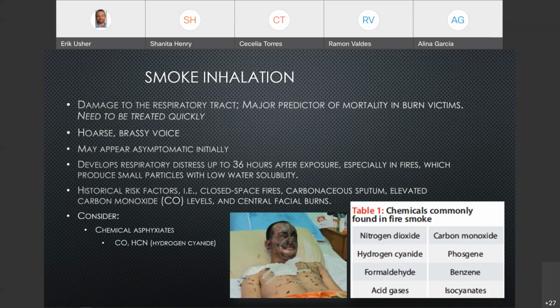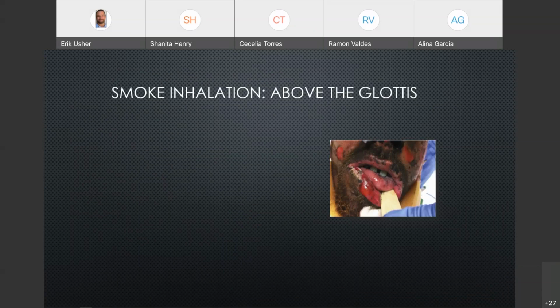So you want to consider chemical asphyxiants that might be there. That's carbon monoxide and hydrogen cyanide. Hydrogen cyanide is very prevalent in house fires because when furniture burns, it releases that. A lot of those fibers and fabrics actually convert to cyanide. And there are other toxic substances that could be burning around, depending on what's in the house. We worry about inhalation injuries above the glottis and below the glottis, and the manifestation can be a little bit different.